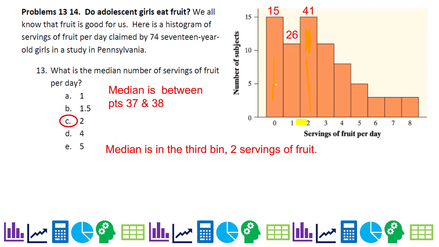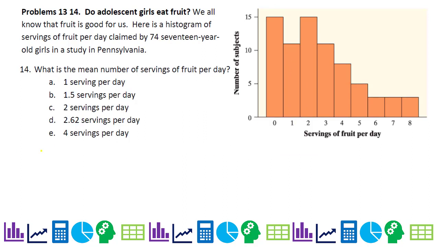Yeah, 2 servings of fruit. These people ate no servings of fruit. No wonder I got confused. And then these people ate 1 serving of fruit. I love my fruit. So good. All right. What is the mean number of servings of fruit per day?